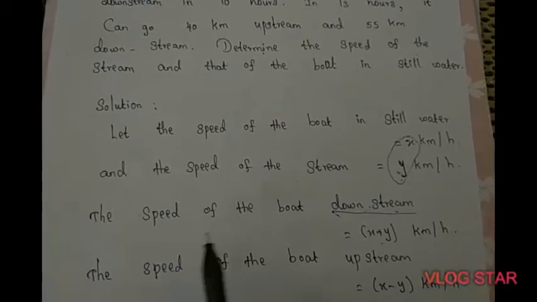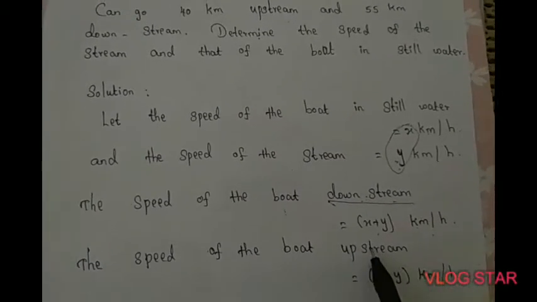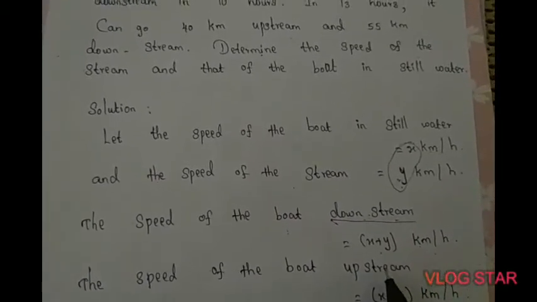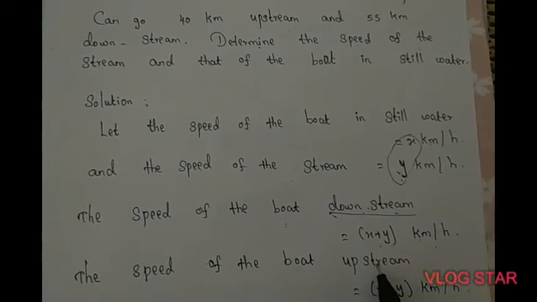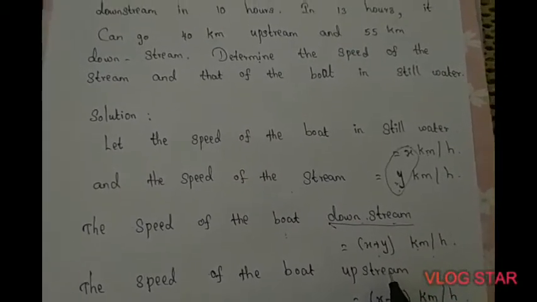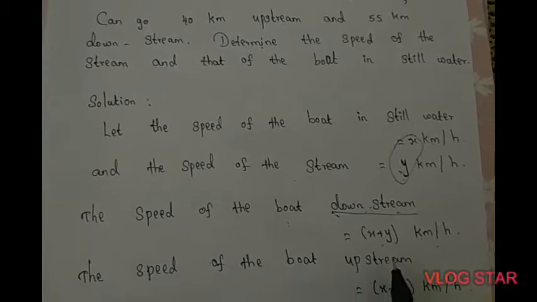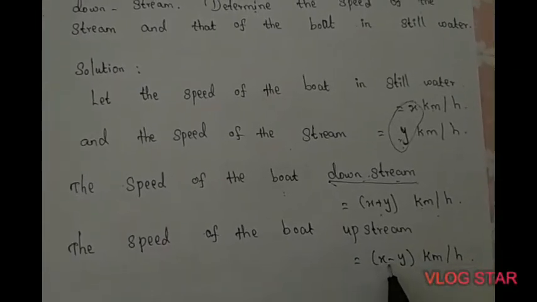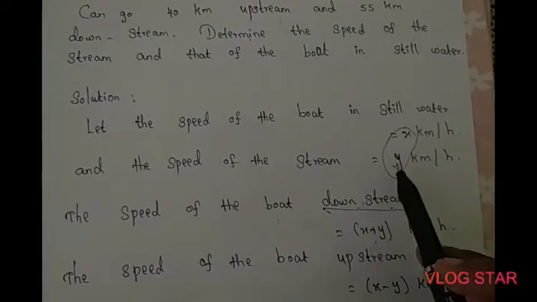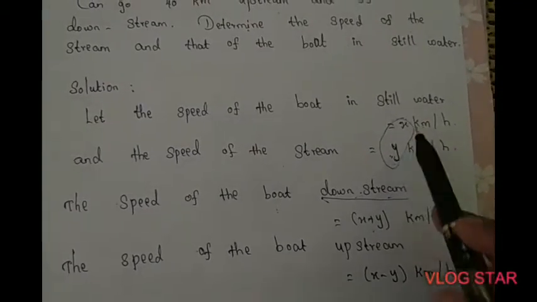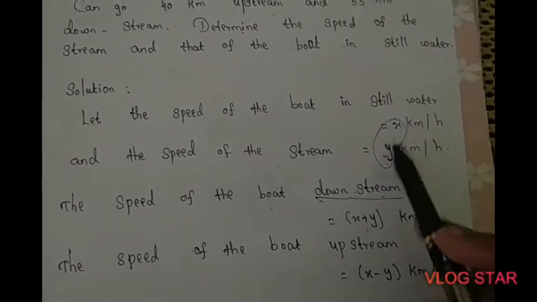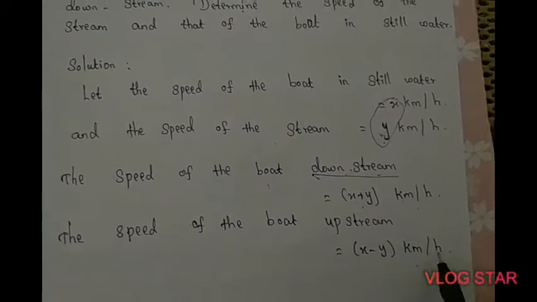Next, the speed of the boat upstream. Upstream means the boat will go in the opposite direction. Opposite direction means it will be very difficult to go against the stream, so we write in decreasing order. Then we write x minus y. This is decreasing, so the speed upstream is x minus y kilometer per hour.